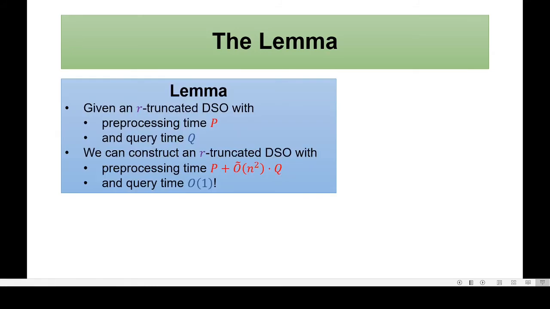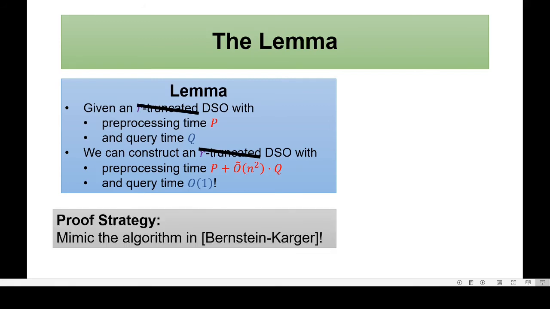It may seem that there's some sort of magic behind this lemma, so let me demystify it in this slide. The lemma says that given an r-truncated DSO with preprocessing time p and query time q, we can construct an r-truncated DSO with preprocessing time p plus tilde O n squared q and constant query time. For ease of presentation, let's just consider normal DSOs instead of r-truncated DSOs. Our proof strategy is very simple. We just do what Bernstein and Karger did.